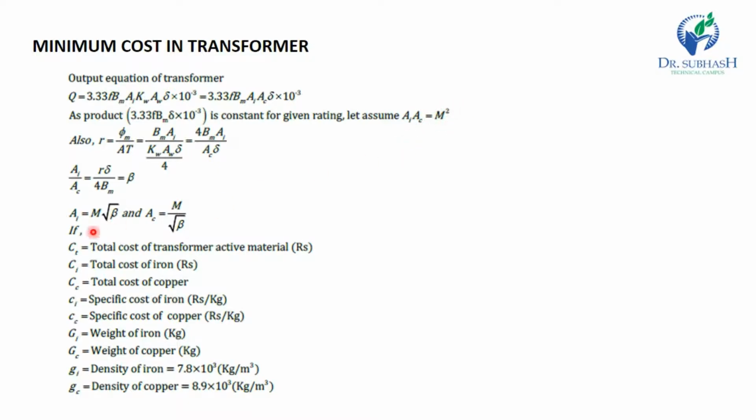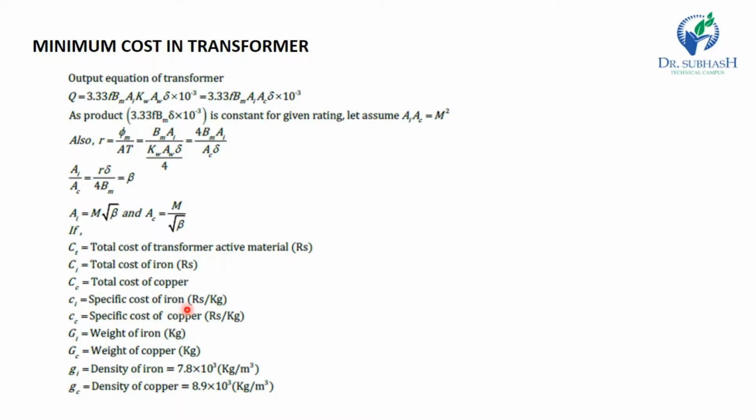Solving this equation, we get Ai equal to m upon root beta, and Ac equal to m root beta. Now we use some parameters. We discussed here Ct is the total cost of transformer active material in rupees, Ci is the total cost of iron in rupees, Cc is the total cost of copper.